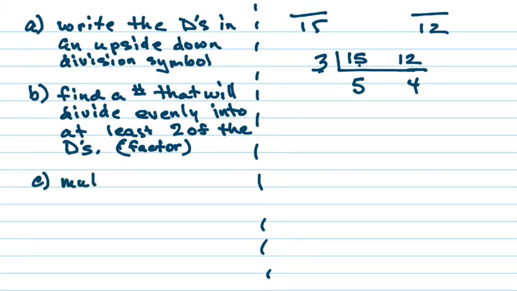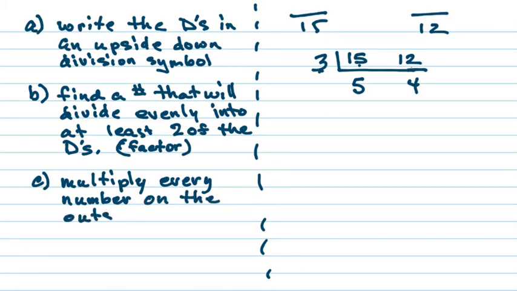You're simply going to multiply every number on the outside to get the LCD.